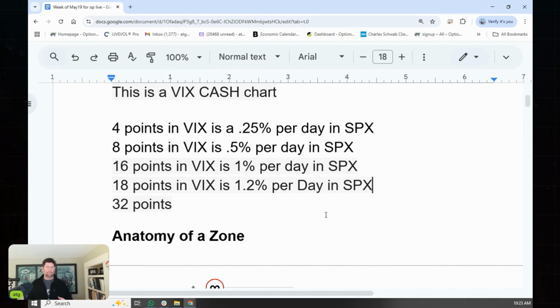So really, VIX is pricing something that we are not doing. We are not moving that much, but we very well could after Congress makes their decision. A 32 VIX, which we just were probably two to 3 weeks ago, 32 points in VIX is 2% per day.